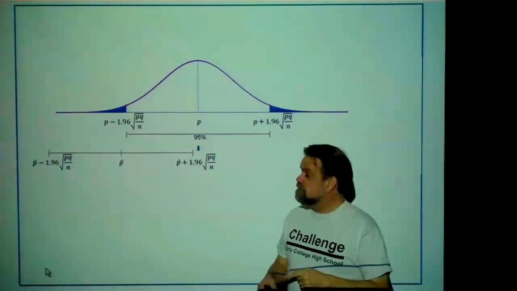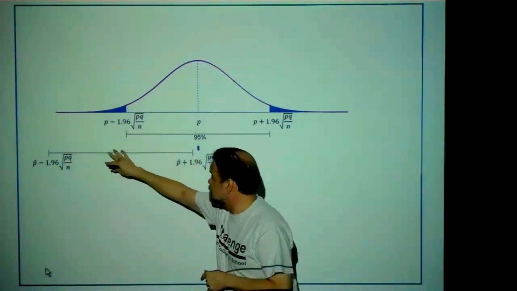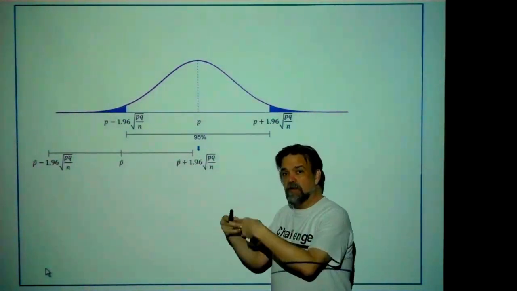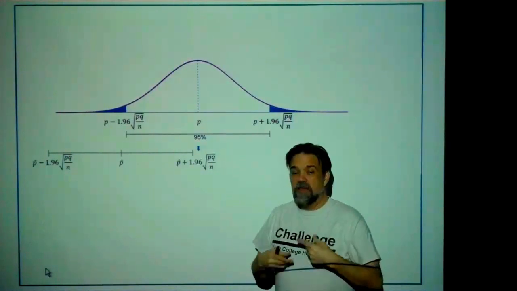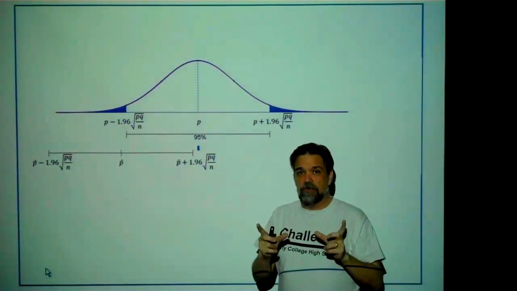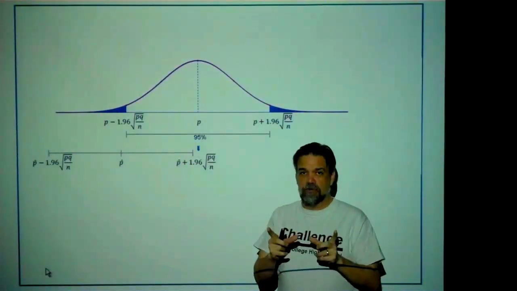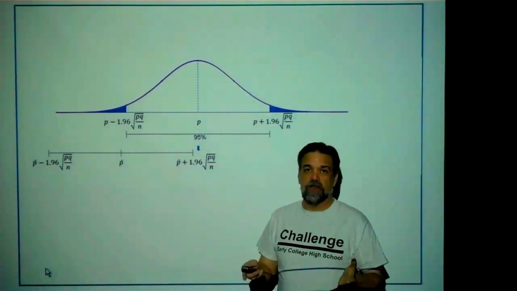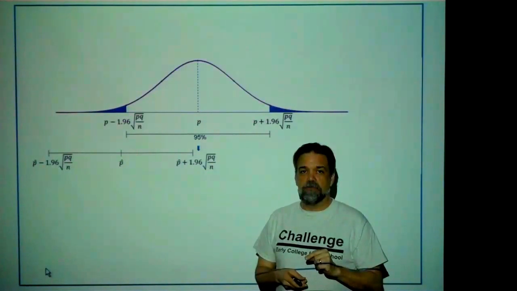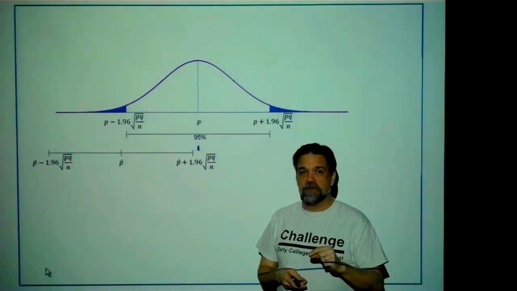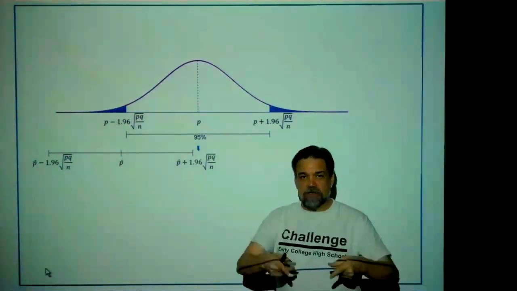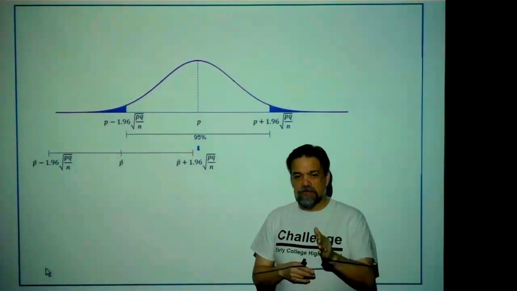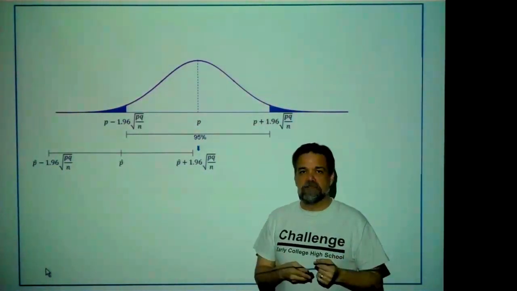So what that means is, if I get an interval like this, if I could do that over and over and over, 95% of the time, my interval would contain the true population proportion. Only 5% of the time would I be wrong. That's what a confidence interval means. That's what a 95% confidence interval means. It means that if I could repeat it over and over and over, 95% of the time, I would capture that true proportion, and 5% of the time, I'd be wrong.